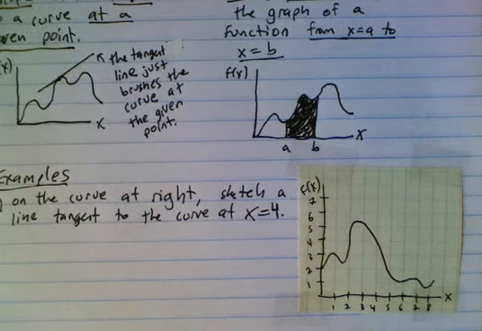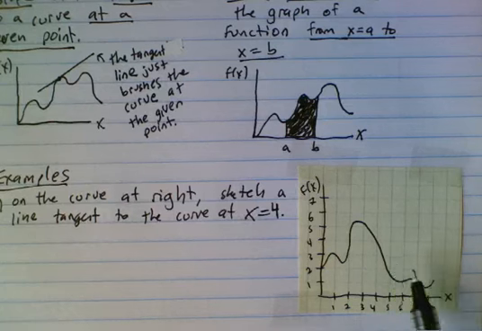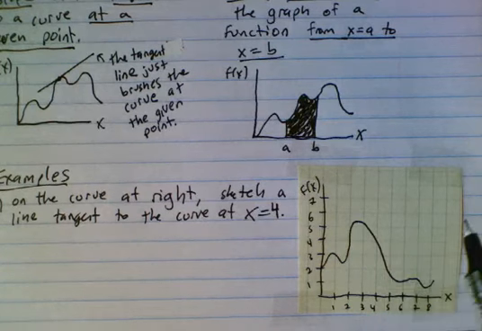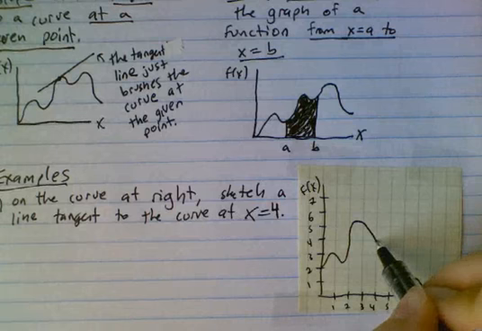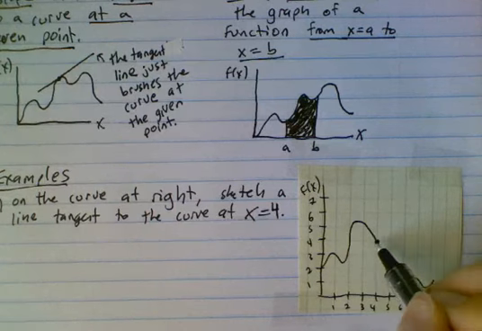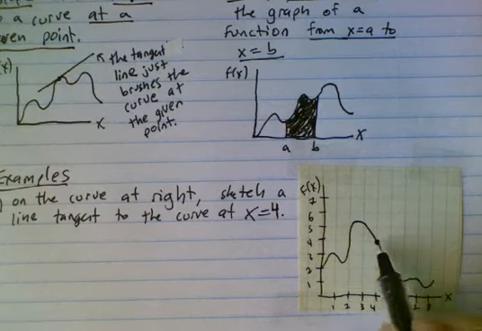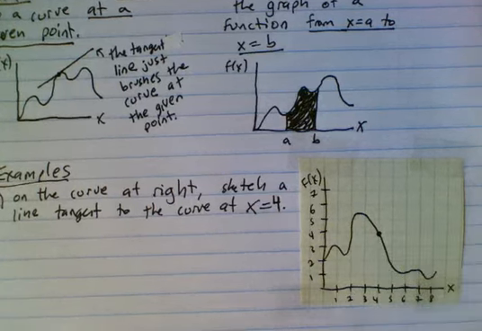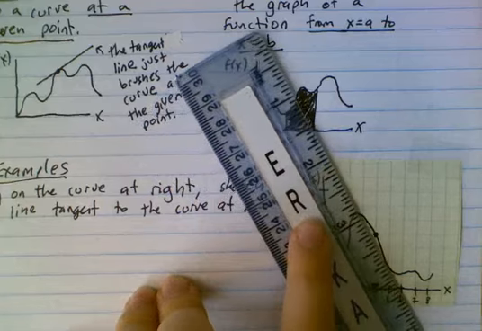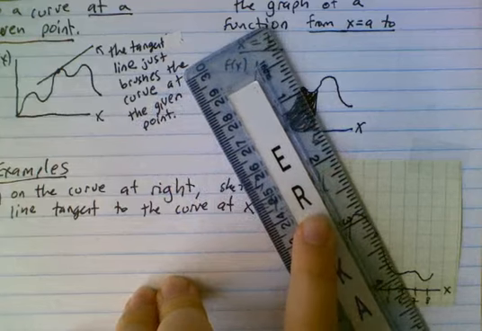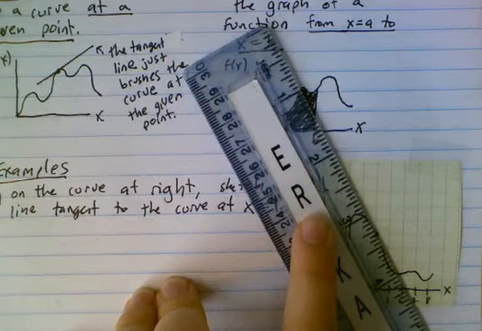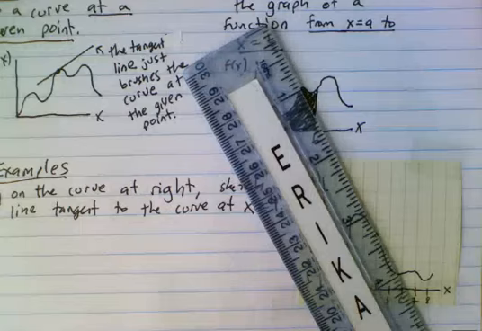So the idea with the tangent line is we want to just barely brush this curve, right where x equals 4. So that's this point right here, x equals 4. By coincidence, y also equals 4, but I'm looking specifically at x there. I'm going to grab a straight edge and put it where it just barely brushes that curve. So about like that.